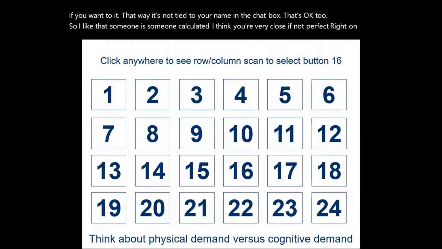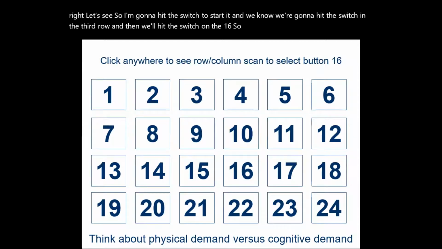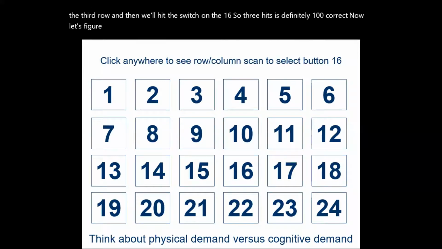Let's see. So I'm going to hit the switch to start it. And we know we're going to hit the switch in the 3rd row. And then we'll hit the switch on the 16. So 3 hits is definitely 100% correct. Now let's figure out the timing. So I'm going to hit that switch.